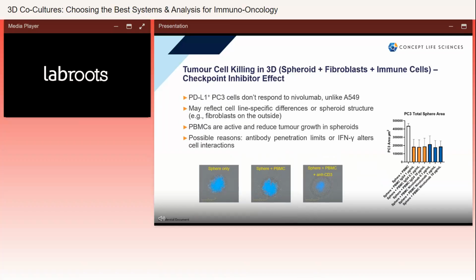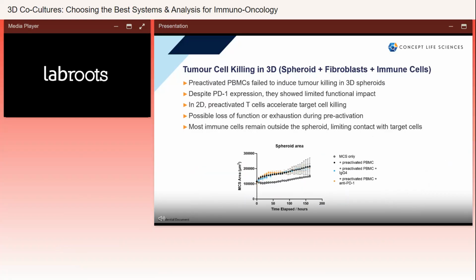Read that into the 3D spheroid system, it didn't work the same, and we're not sure why. It could be a few intrinsic differences in the way that spheres form. As I said, the A549s are on the outside, the fibroblasts are in the middle. The PC3s, we think it's the other way around. The fibroblasts are on the outside and PC3s are in the middle. And we think it could be that stuff isn't getting in, so those antibodies just physically can't penetrate in to manipulate this. The PBMCs can get in, they can do their job, they are starting to kill, but the mechanism isn't quite there. So that's just a few of our thoughts to investigate that further.